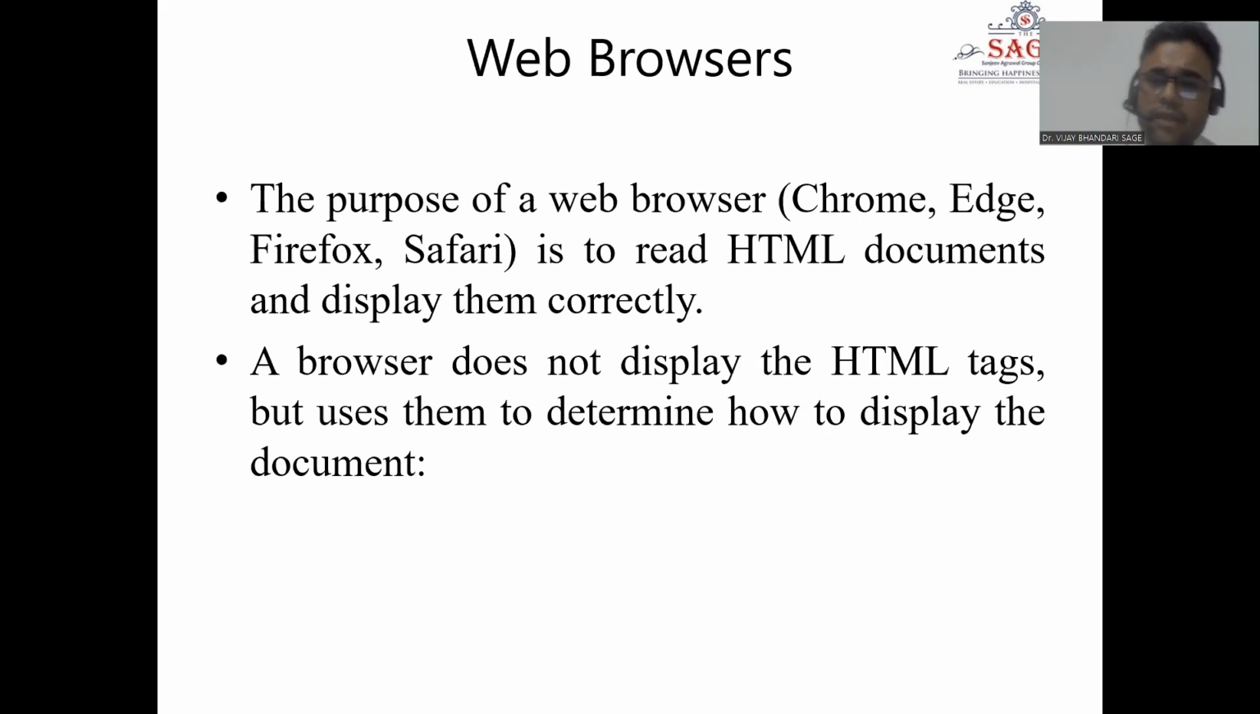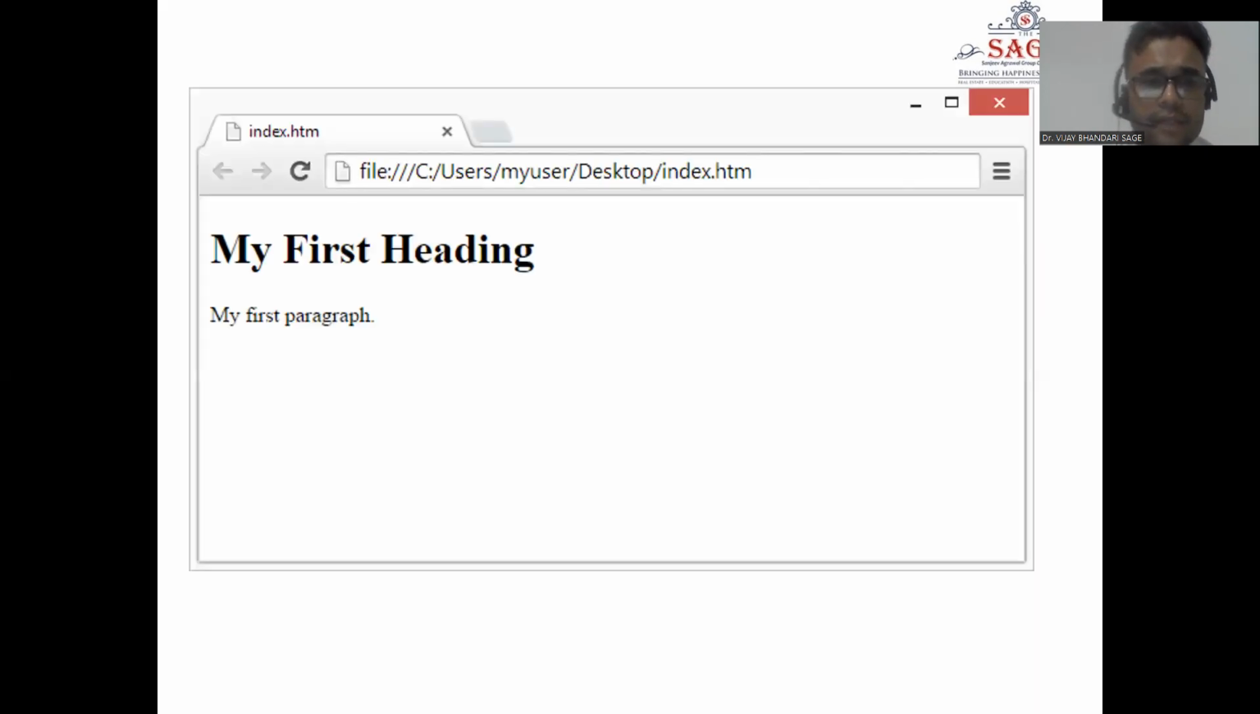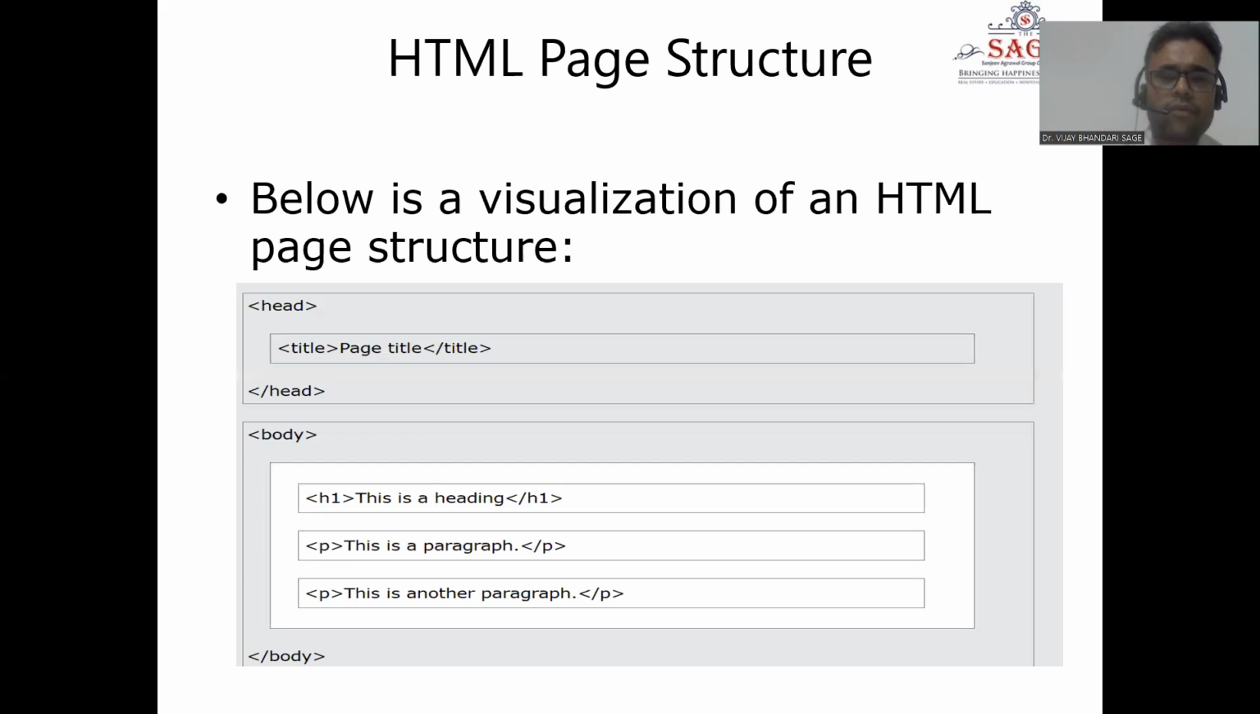So HTML documents imply a structure of nested HTML elements, right? I have shown you in some examples like my first heading and my first paragraph. After saving all the files, all the code with the .html extension, then you can see the details in web pages. This will be a static web page. You can see here. Now we will move to the HTML page structure.